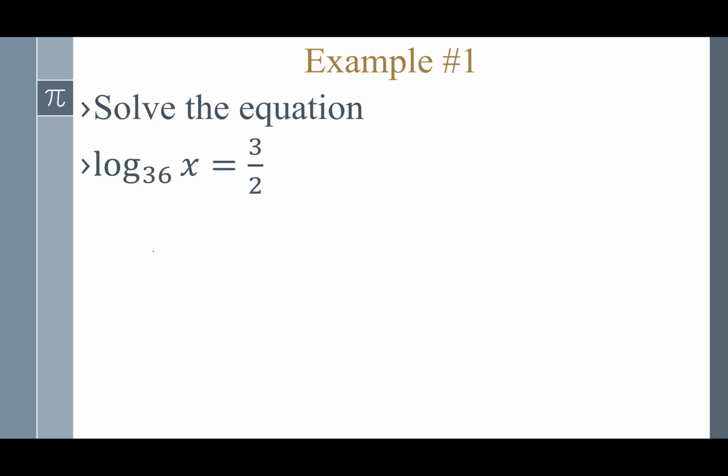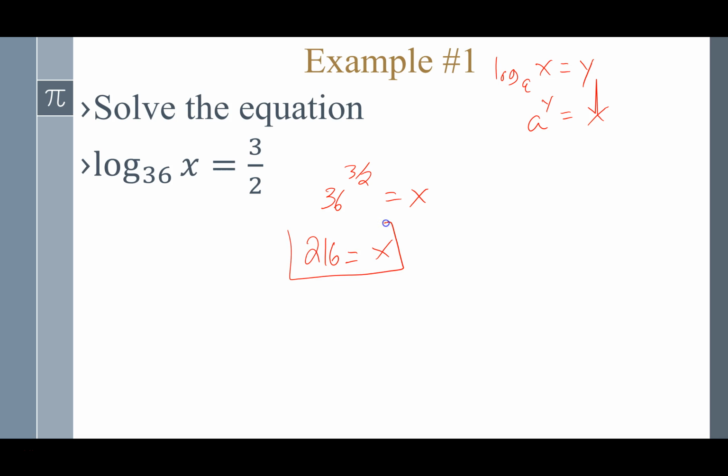So if we have log base 36 of x equals 3/2, we're going to use that exponential logarithm property, the fact that log base a of x equals y is the same thing as a to the y equals x. So here we'll rewrite this as 36 to the 3/2 power equals x. Since it was just x all by itself, we just type it into our calculator and evaluate it. This becomes 216 as our value for x.